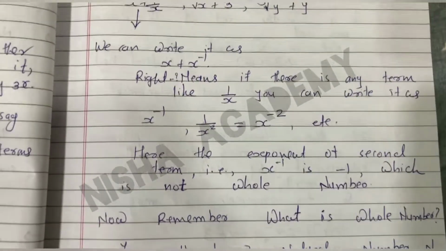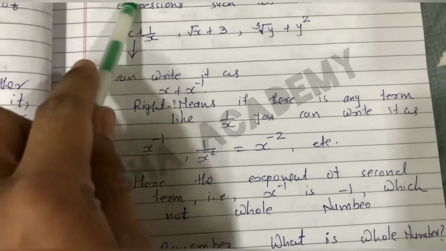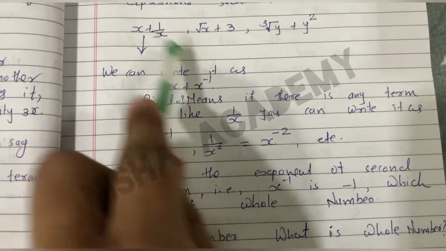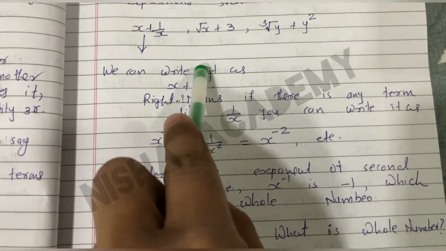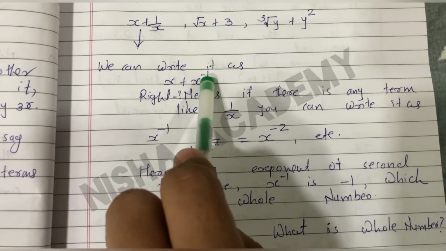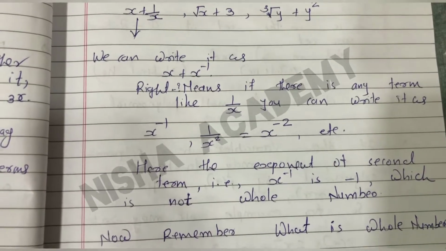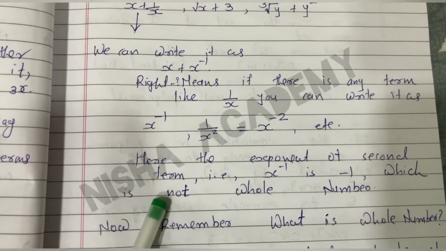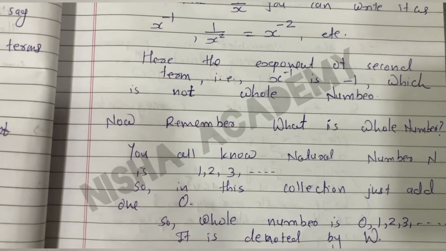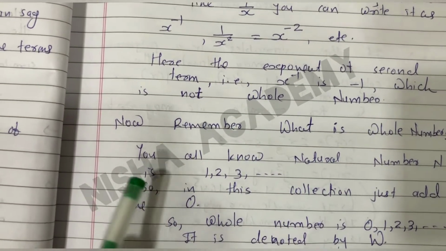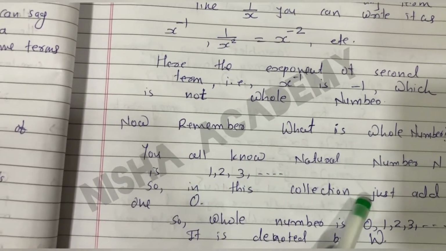So here, see the exponent of the second term. We can rewrite the expression as x plus x raised to minus 1. The exponent of the second term, x raised to minus 1, is minus 1, which is not a whole number. Now remember what a whole number is. You all know what a natural number is, right? The set of natural numbers, capital N, is 1, 2, 3 up to infinity.